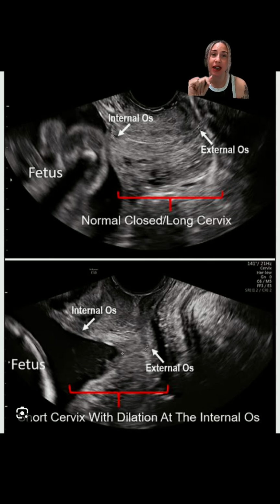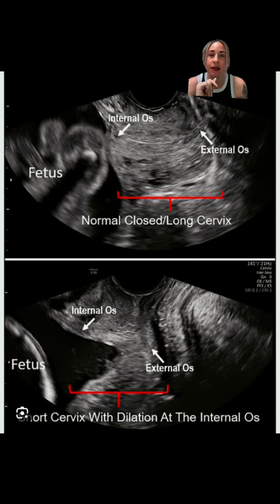So in the top here, I have a normal cervix, long and closed. As you can see, external os to the right of my screen. It'll say it right there. And then your internal os is towards where the baby is, basically, on the top part of the screen here.